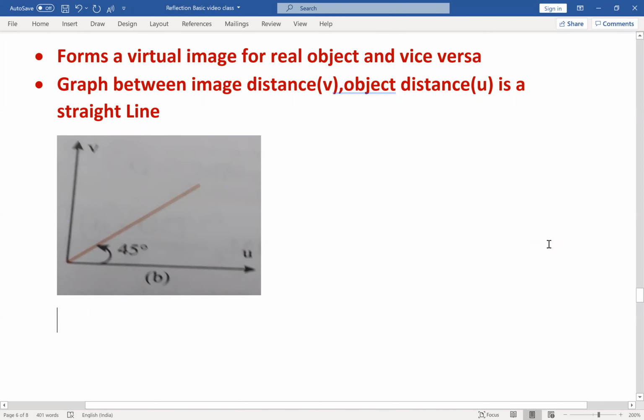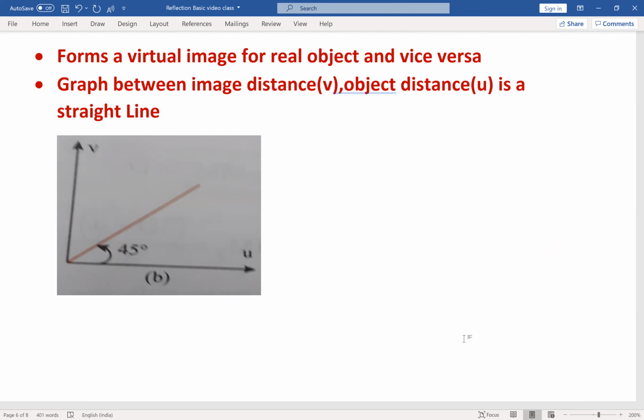In case a real object is placed in front of a plane mirror, it forms an image which is virtual, behind the mirror. You can't capture the image on a screen in the case of a real object. And vice versa: if you have a virtual object, you'll get a real image.